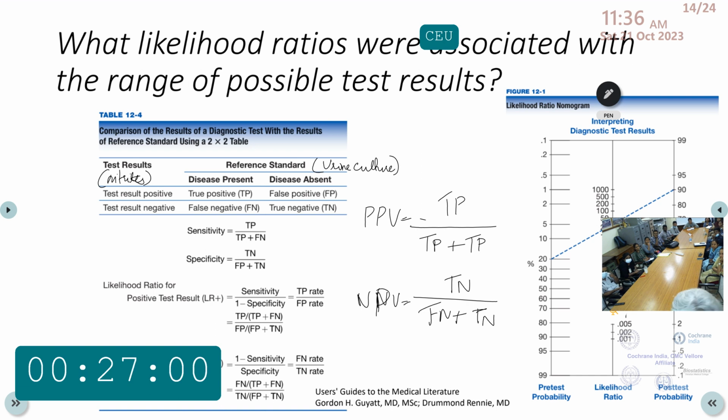So very good. A highly sensitive test will have very few false negatives. A highly specific test will have very few false positives. In other words, with a highly specific test, if it's positive, the patient has disease. With a highly sensitive test, if it is negative, the patient doesn't have disease. So we'll come to that in interpretation of the data. So the sensitivity and specificity are understood.